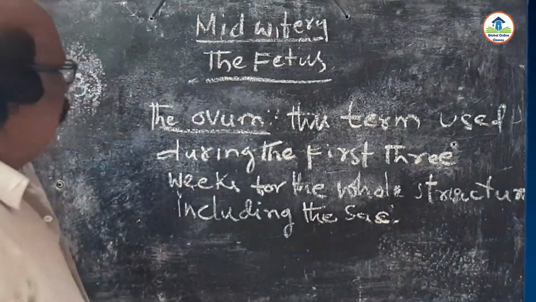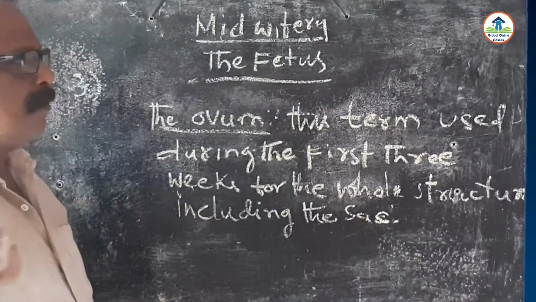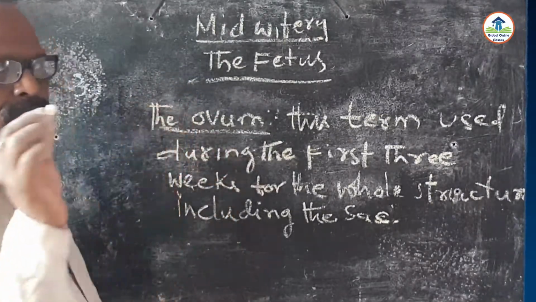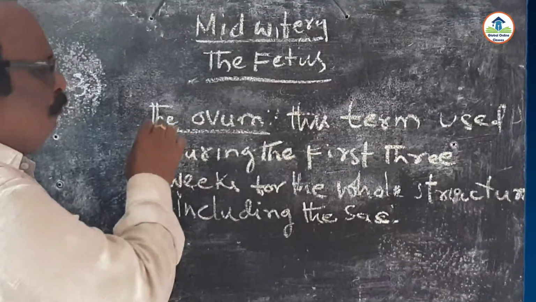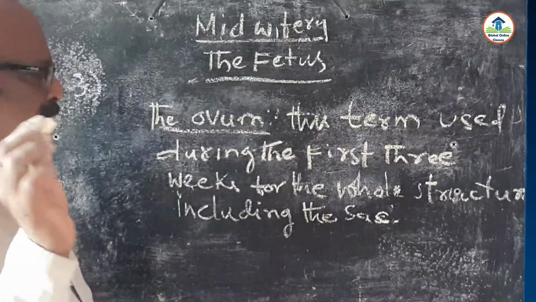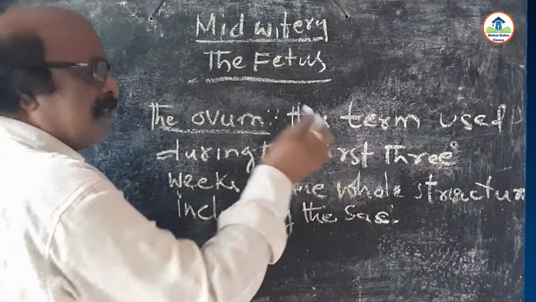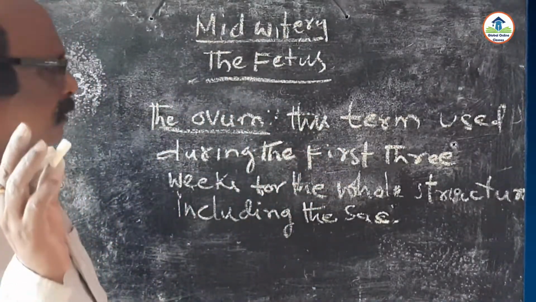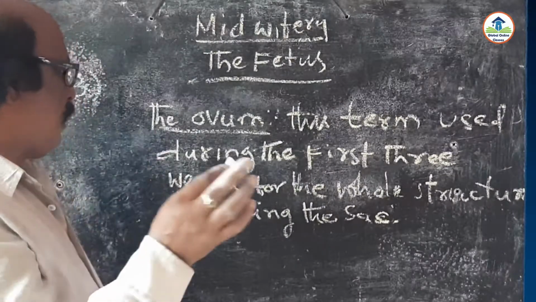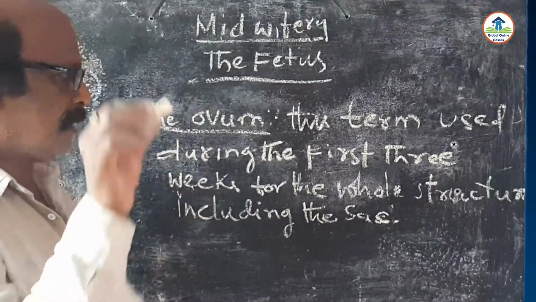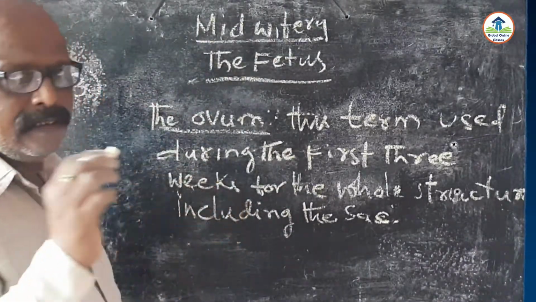Okay. Now, the topic or theme is the fetus. In the fetus, some terms will come. The ovum means what? The term ovum is used during the first 3 weeks. Whenever a woman becomes pregnant, for 3 weeks, that is called ovum. For the whole structure, the complete structure, including the sac.